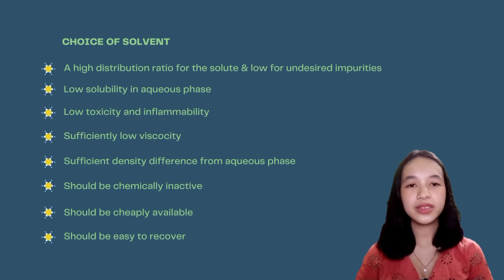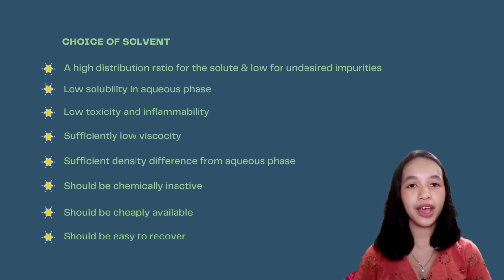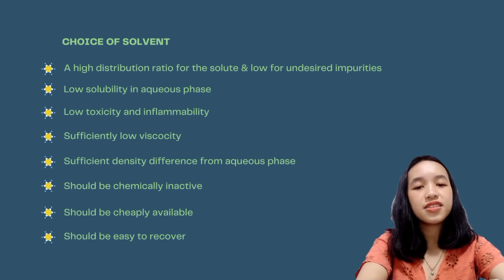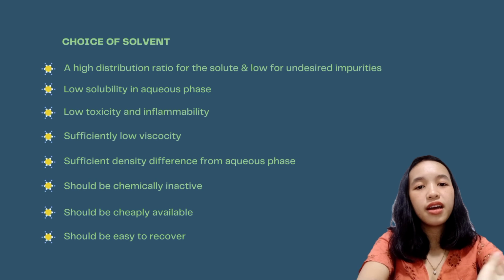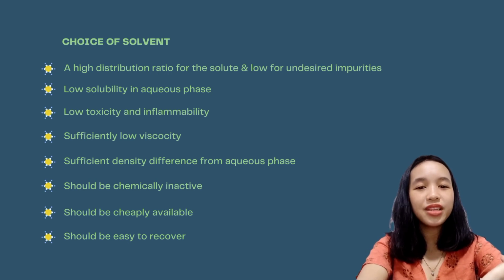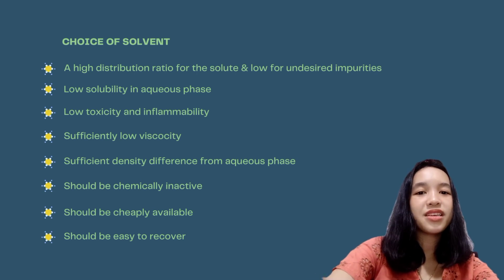The most important consideration in the selection of a solvent for use in a particular extraction procedure is the extractability of the element of interest. I have here a list of ideal characteristics of a solvent. First, the organic solvent should have high distribution for the solute. It means the solute should be more soluble in the solvent, while the solubility of undesired components like impurities should be low. The next one is low solubility in the aqueous phase. Either it should be completely insoluble in water or it should be slightly soluble.